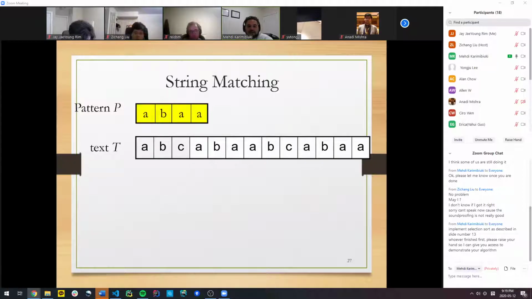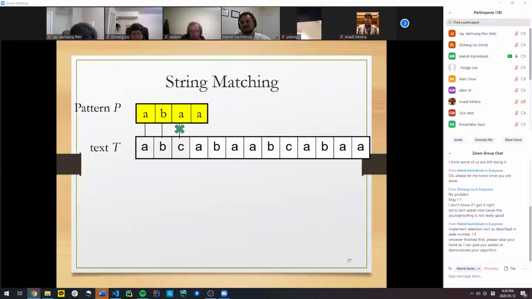So let's say we have a pattern A, B, A, A, and we have a text A, B, C, A, B, A, some random arbitrary letters in an array. So what we do is we start from the beginning of the text and we see if we can compare the first element of the pattern with the first letter in the text. If it matches, we go to the second element in the pattern and see if we can compare it with the second consecutive element in the text. If it matches, we do it again and again.